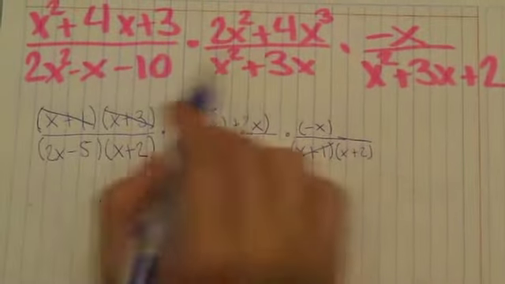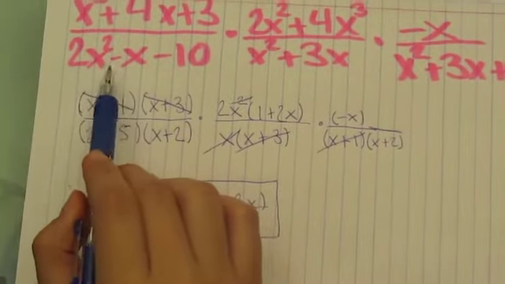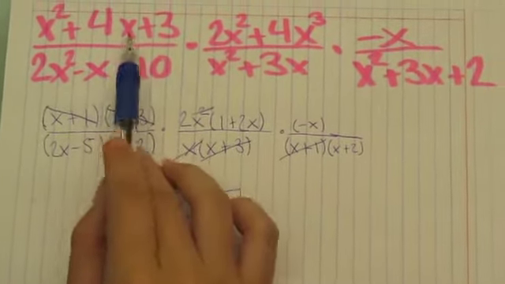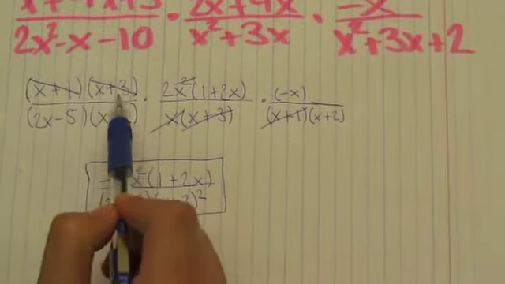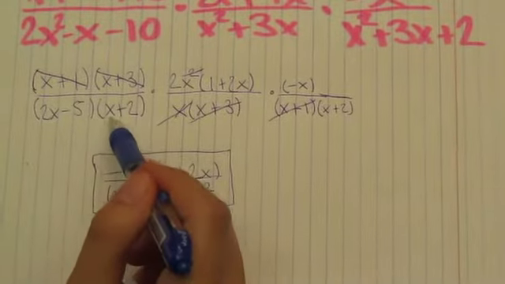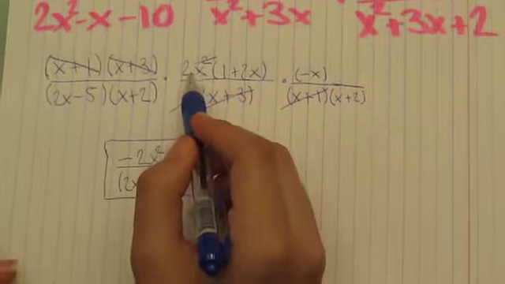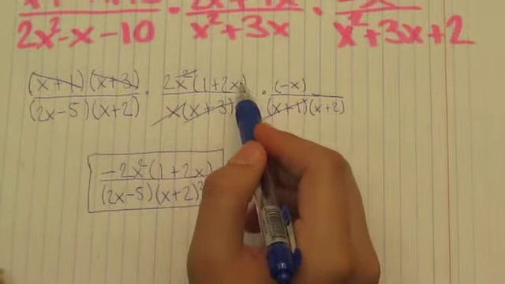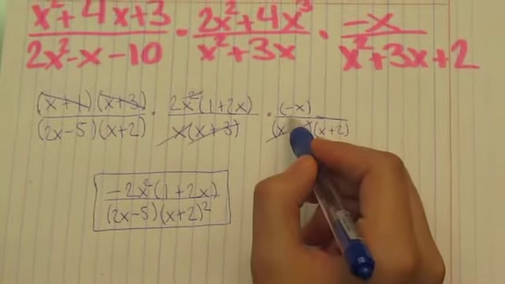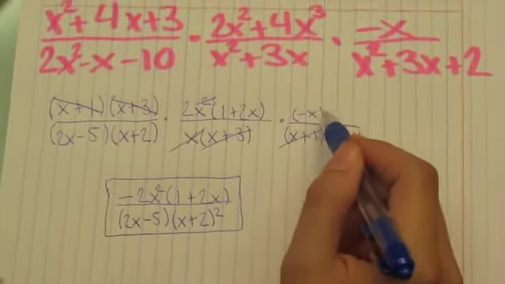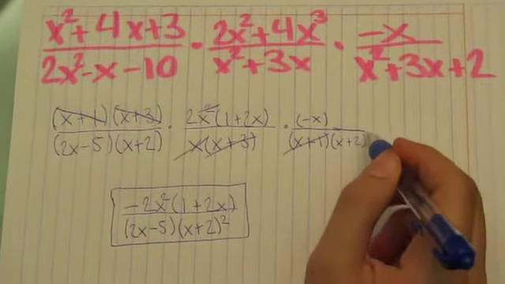Okay, this is the equation, and you have to multiply, but first you have to factorize the denominator and then the numerator, and it's going to be like this: x plus 1, x plus 3 over 2x minus 5 plus x plus 2, and then it's going to be 2x squared plus 1 plus 2x over x plus 3. And the other one is going to be minus x over x plus 1 plus x plus 2.